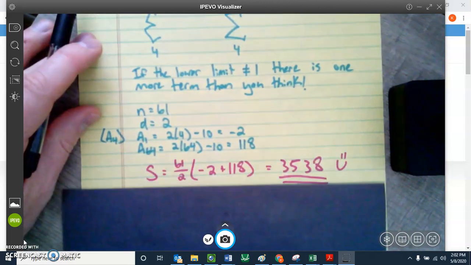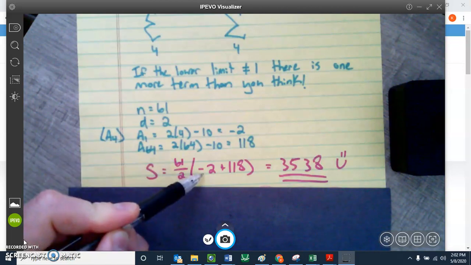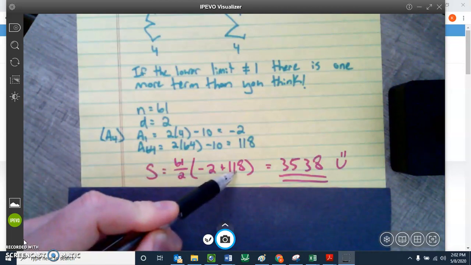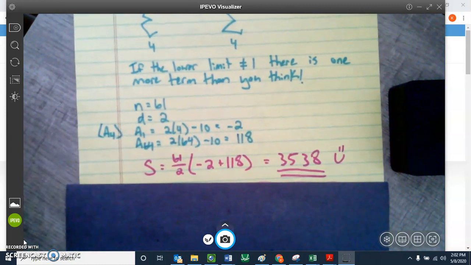And then we can put it all in that formula again. How many are there? 61, we talked about. The first one of our sequence, the last one of our sequence. Add them all up, divide by 2, and we're dancing. We're adding terms together. We're working on sequences and summation notation.